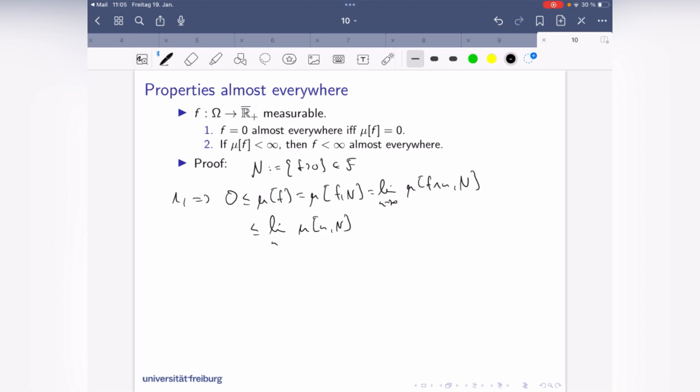Well, it's a constant, and it's easy to integrate a constant. That's n itself, and mu of N is 0. The limit n goes to infinity of n times 0, n times 0 is 0, and the limit n goes to infinity from n is 0 again. So that's one part. And the other way around.